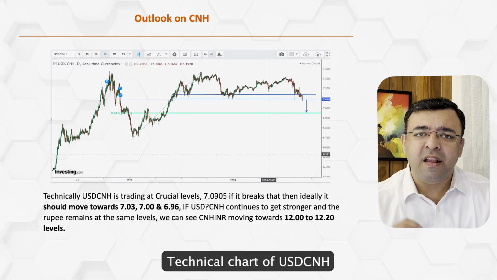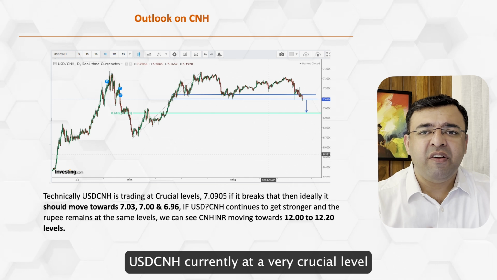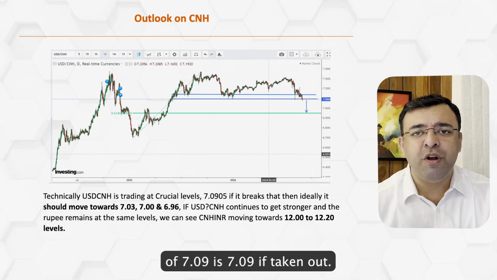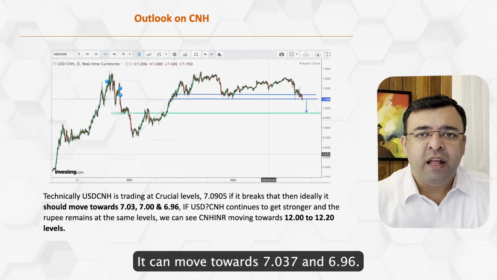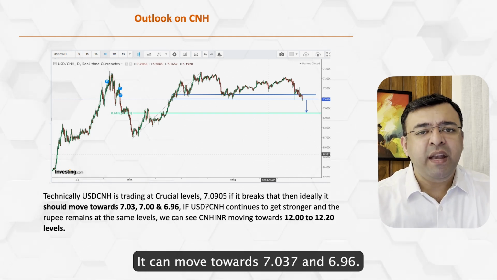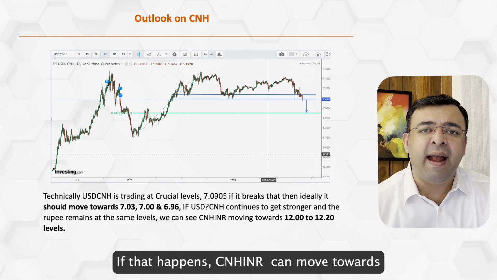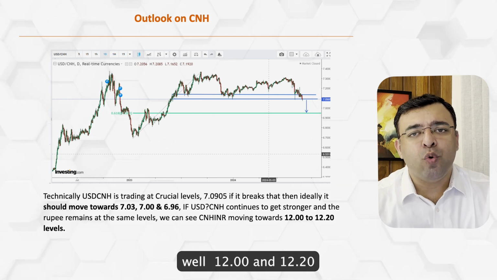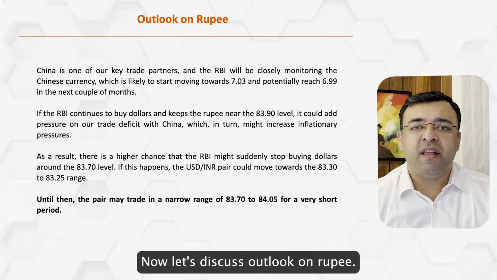Now let us see technical chart of USD CNH. USD CNH currently trading at a very crucial level of 7.09. If 7.09 is taken out, it can move towards 7.03, 7 and 6.96. If that happens, then CNY INR can move towards 12 and 12.20 from a current level of 11.80. Now let us discuss outlook on rupee.